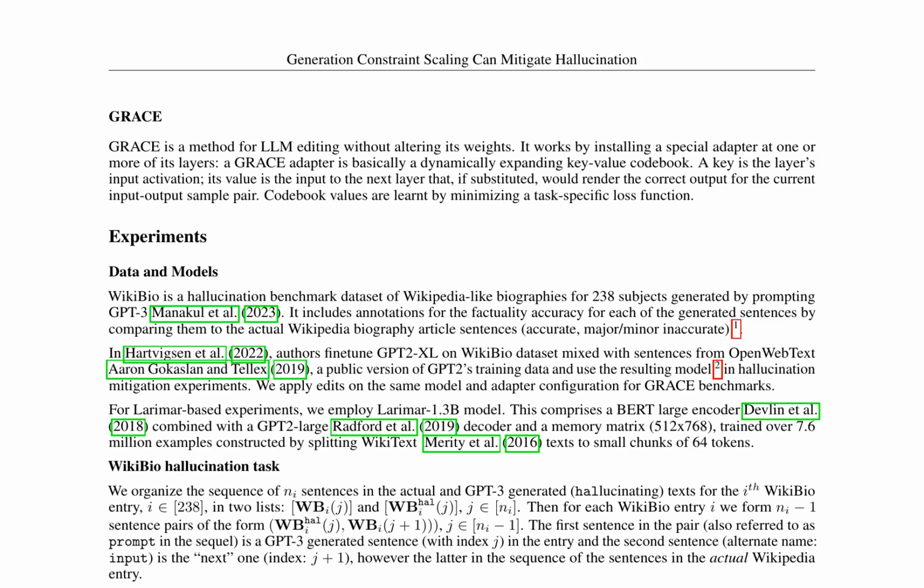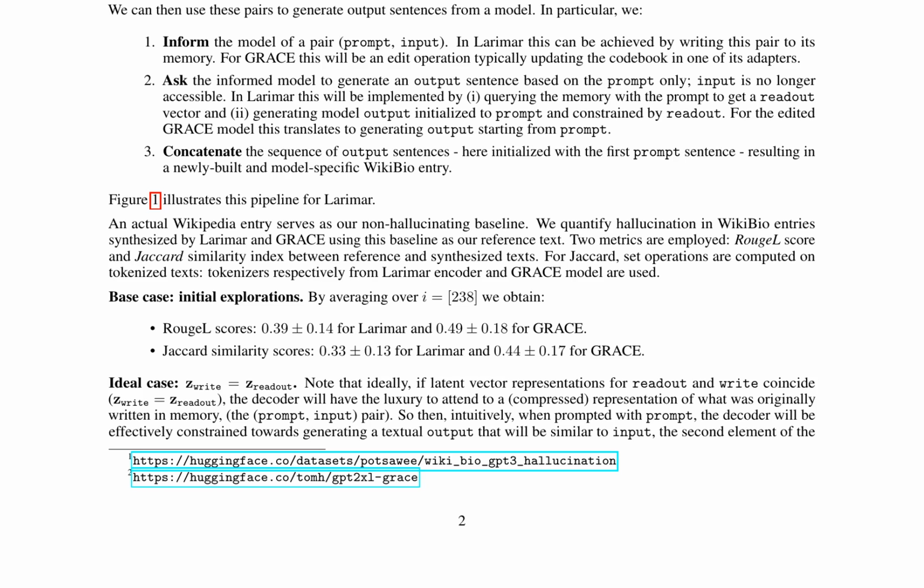The Wikibio hallucination task involves organizing the sequence of sentences in the actual and GPT-3 generated texts for each Wikibio entry into two lists. Then, for each Wikibio entry, they form sentence pairs of the form prompt, input, where the prompt is a GPT-3 generated sentence and the input is the next sentence in the actual Wikipedia entry. These pairs are used to generate output sentences from a model. The model is informed of the pair, and then asked to generate an output sentence based on the prompt only, with the input no longer accessible. The sequence of output sentences is concatenated, resulting in a newly built and model-specific Wikibio entry.